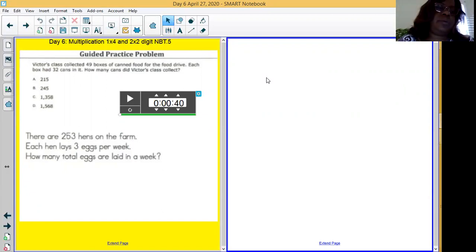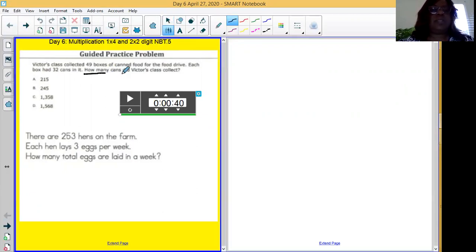Each box had 32 cans in it. How many cans did Victor's class collect? First thing I'm going to do is underline my big question. How many cans did Victor's class collect? Then I'm going to look within the problem to see what's given to help me to answer the question.